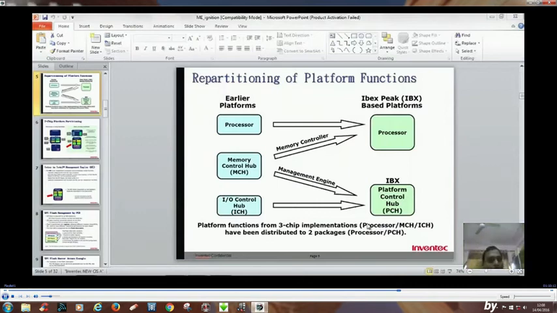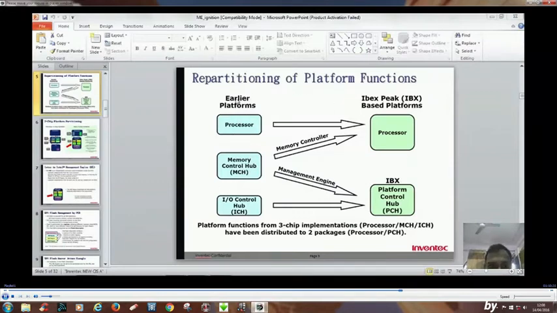Okay, so let's discuss the management engine platform, right? Management engine. This is very important. What is the management engine? I have a PowerPoint presentation from a very reputed company, Inventec, and I found this on Google. So I'm using this document.